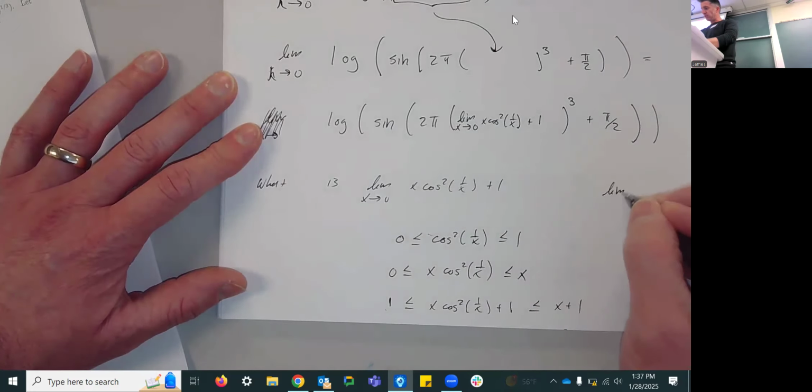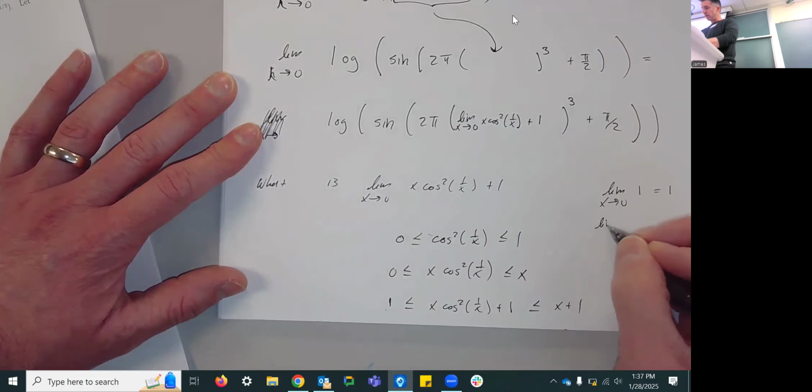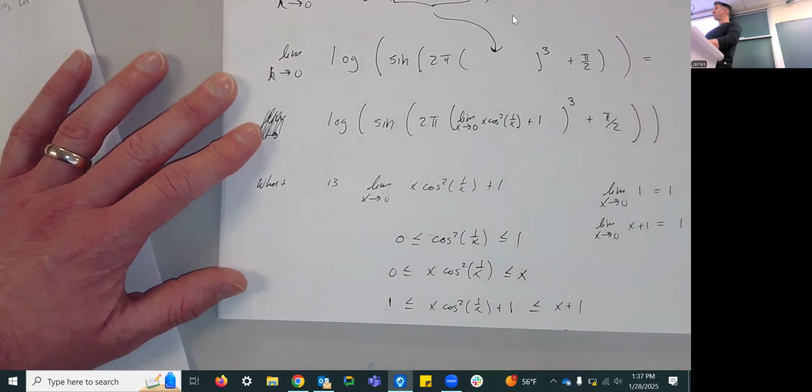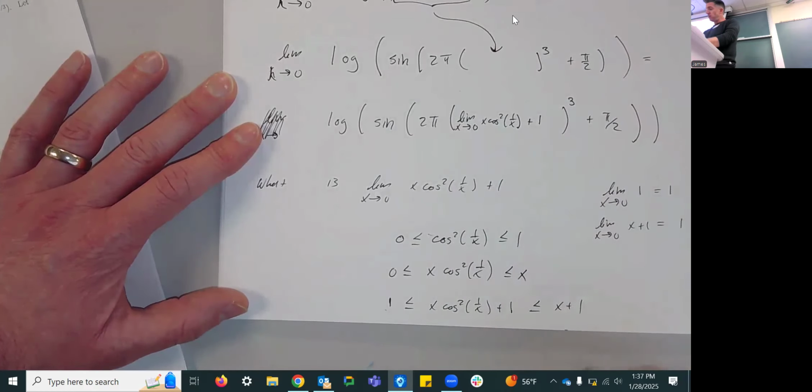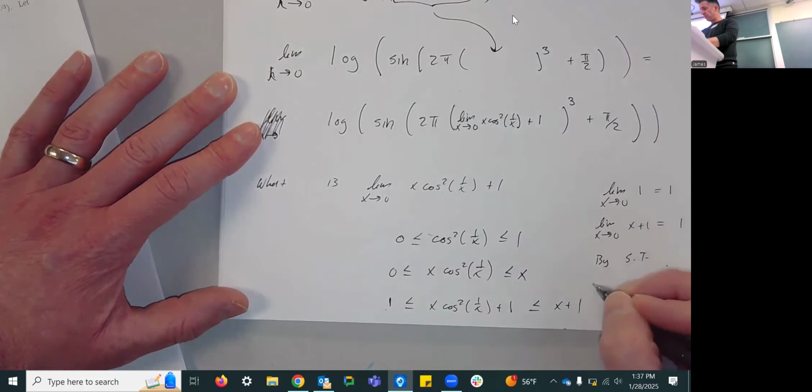So the limit as x approaches 0 of 1 is 1. The limit as x approaches 0 of x plus 1 is also 1. And so by the sandwich theorem, the middle part's limit also has to be equal to 1. So by the sandwich theorem, the limit as x approaches 0 of x cosine squared of 1 over x plus 1 is equal to 1.